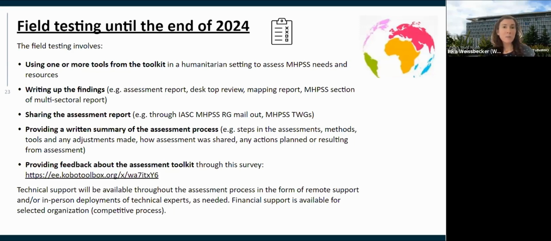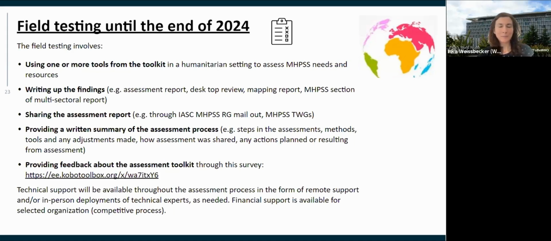I will paste some information in the chat about who to contact, which is actually Michelle, our focal point. Contact her for questions, and then all of us are involved in the team as well. But that's it from the field testing. And now I think I'm turning it over to Quiva.